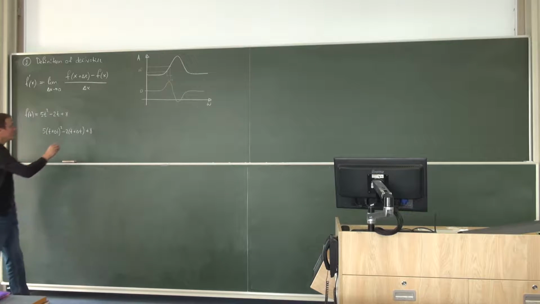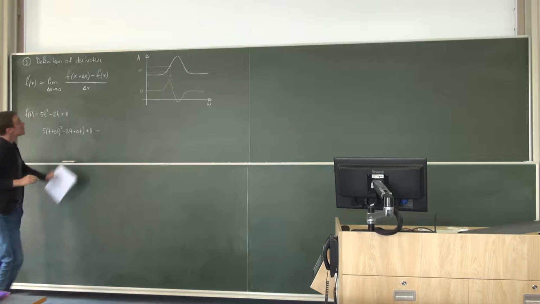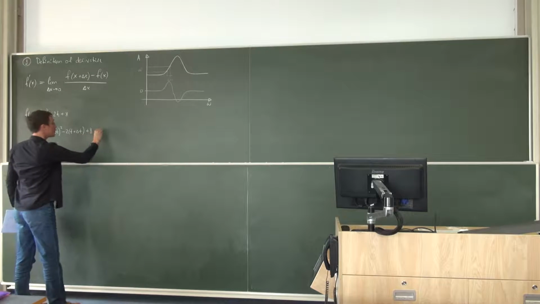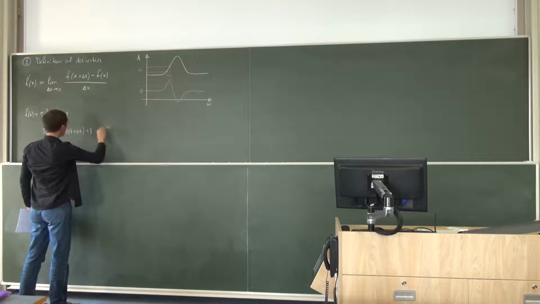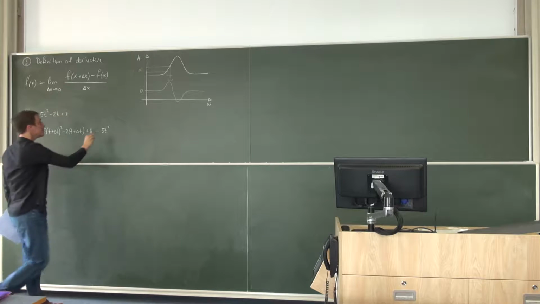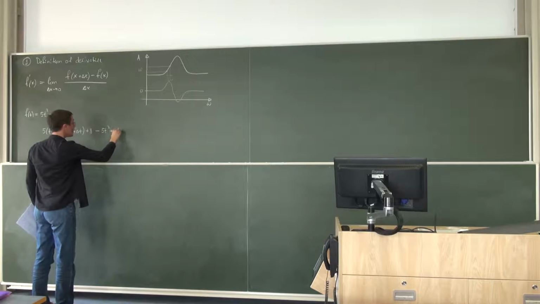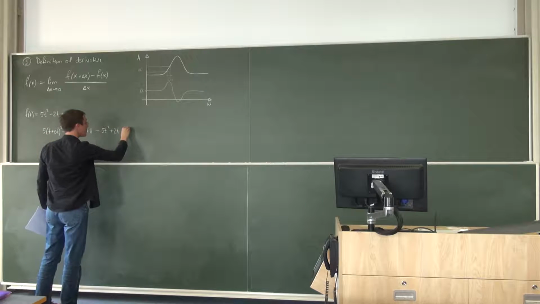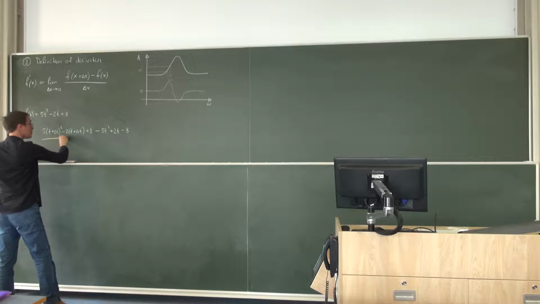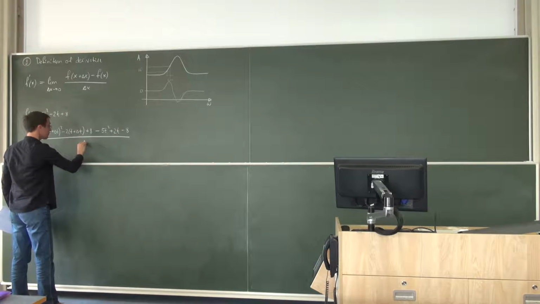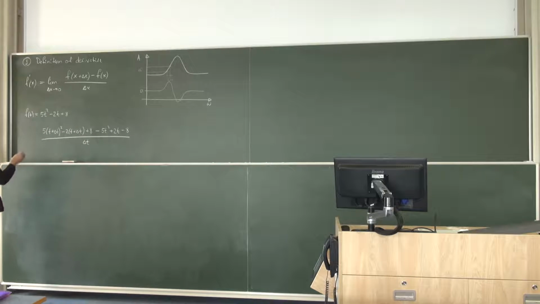Then minus the function itself, so 5t squared plus 2t minus 8, all of it divided by delta t in the limit where delta t goes to 0.